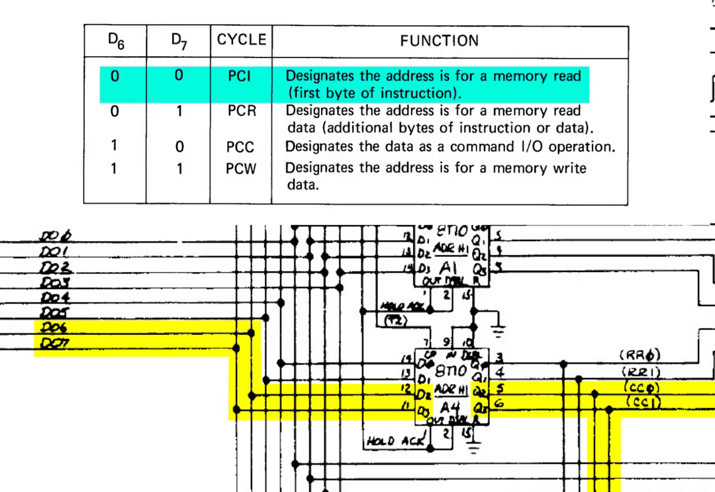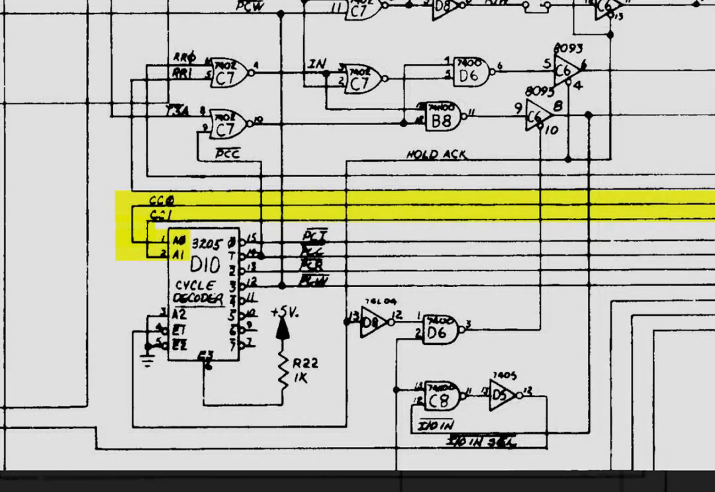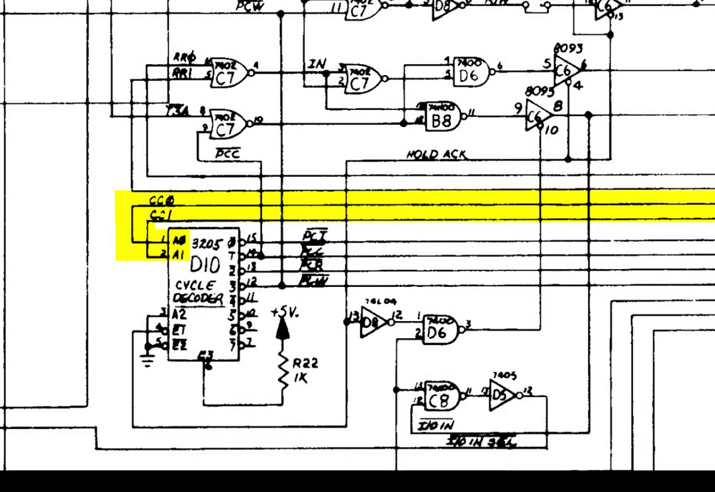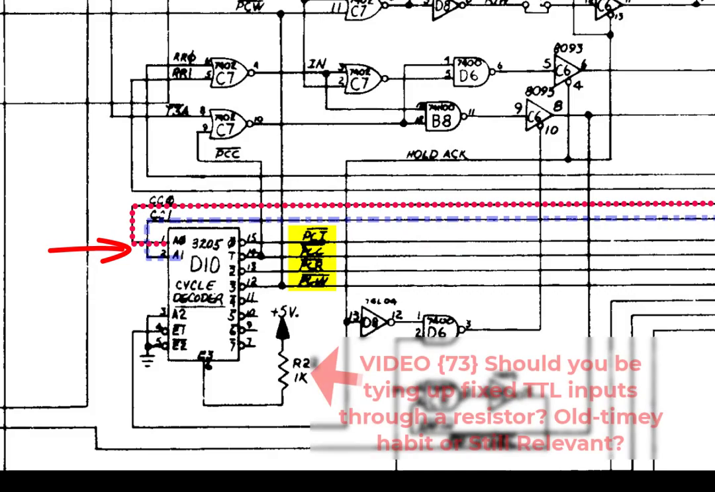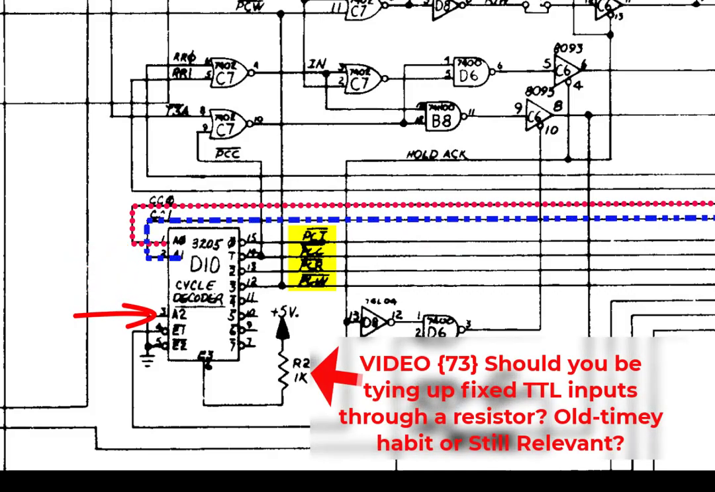And you can see in the 8008 schematics that these 2 bits are peeled off as CC0 and CC1. They go down to D10, which is a 3205, and that's a 3 to 8 decoder or a 1 of 8 decoder, whichever term you prefer, as the lowest 2 bits. And that selects one of the bottom 4 outputs, which are not PCI, not PCC, not PCR, and not PCW. And here the bits are in the conventional order, so CC0 controls A0, CC1 controls A1. A2 is just tied low since we're not using the top 4 bits of this decoder.